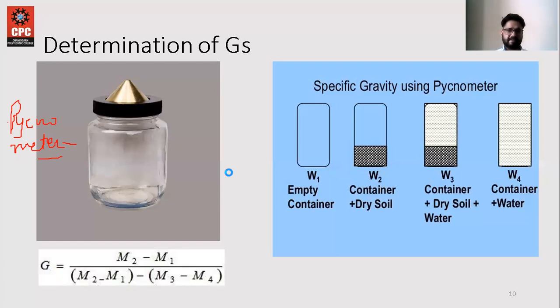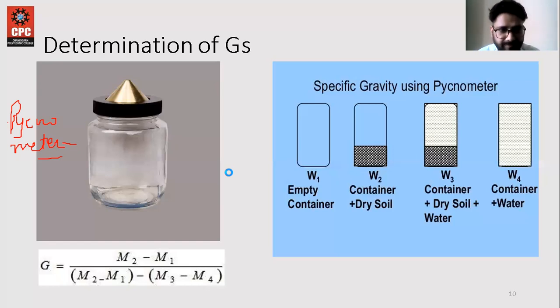Then you will again take the weight of this pycnometer, which contains the soil and water. Let's say that mass is M3. And then you will empty the pycnometer, clean it, and wipe it dry. And then you will fill the pycnometer with water only. After screwing the cap up to the mark, you will again wipe it from the outside and take the last mass, which is M4. So M1 is the empty container weight.